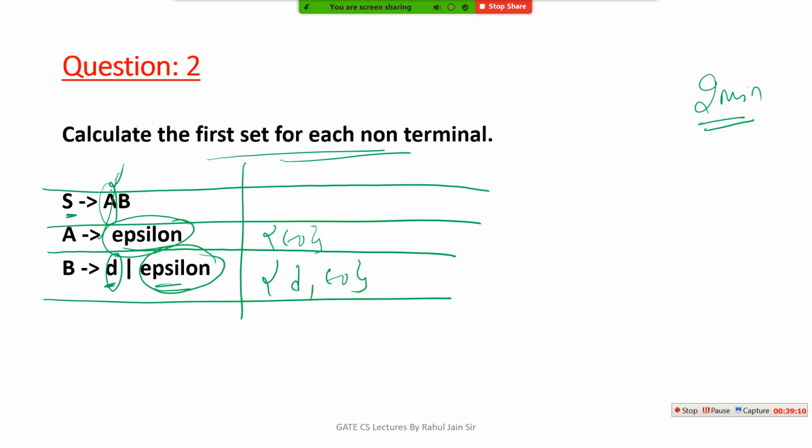So if I replace this with epsilon, what am I left with? Only B. So first of S would also be first of B. What is first of B? D and epsilon. So I have put a D here. If I again replace it with epsilon, I am left with epsilon, so I also need to put epsilon here. So this is the first set of the given grammar.